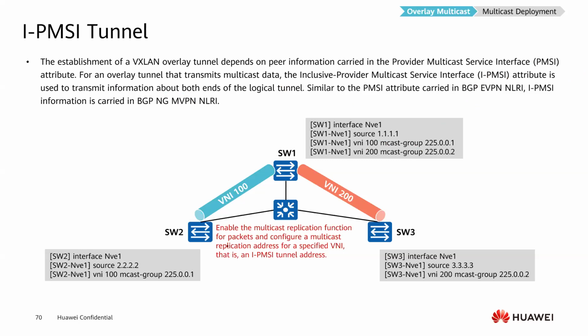You can see the configuration for the NVE interface: we need to configure the source interface and we need to configure the multicast group. If we have the same VNI, this information will be carried by BGP MP, the BGP NG MVPN NLRI, and this information will help the VTEPs build the IPMSI tunnel with each other.